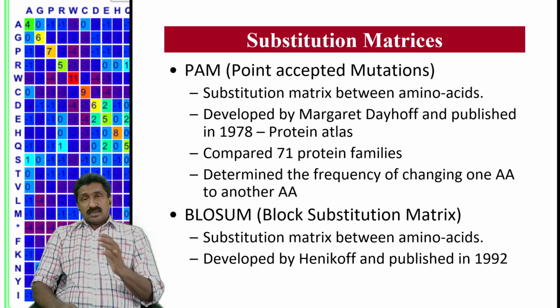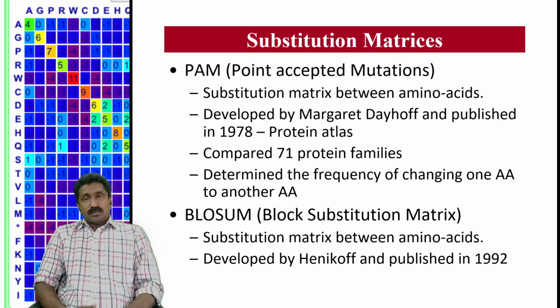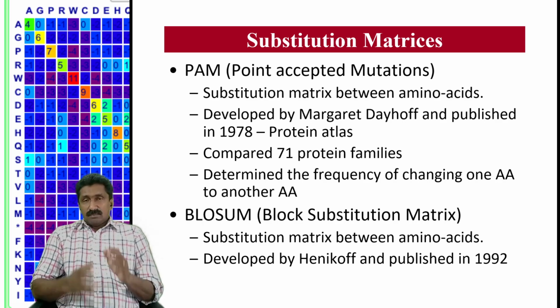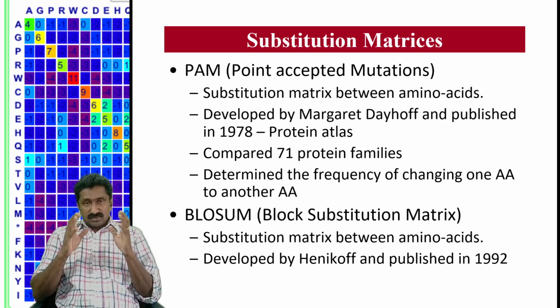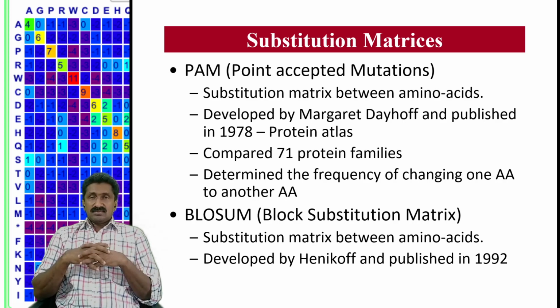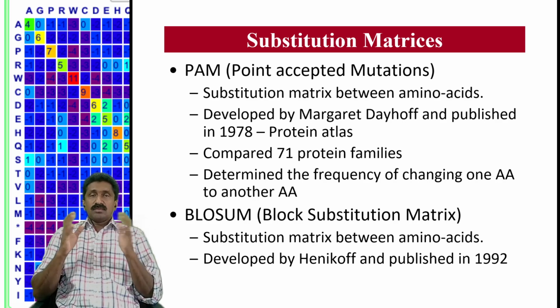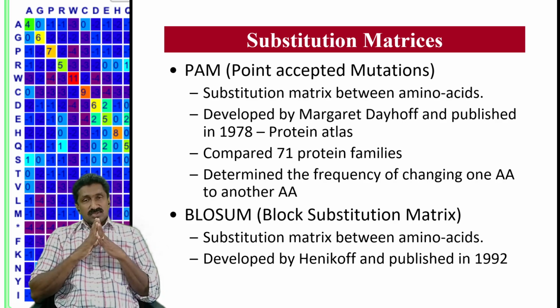So we have a substitution matrix, that is a PAM, point accepted mutations. Substitution matrices between amino acids were developed by Margaret Dayhoff, and published in 1978 in the Atlas of Protein Sequence. They compared 71 protein families and determined the frequency of changing one amino acid to another. So based on their comparison of protein families, Margaret Dayhoff published a scoring matrix, and it is actually the probability of change of one particular amino acid to another amino acid.